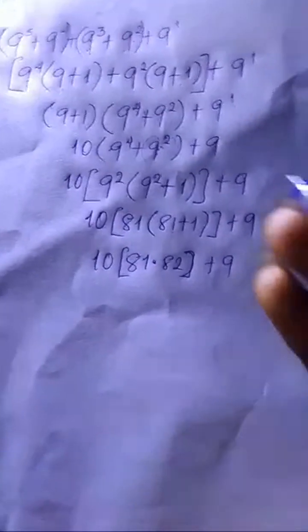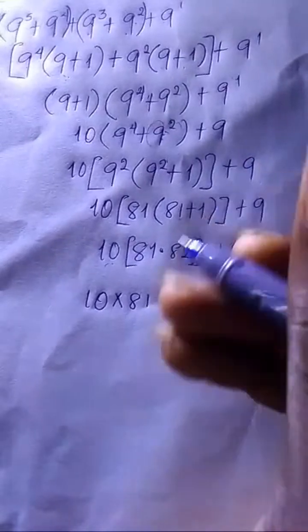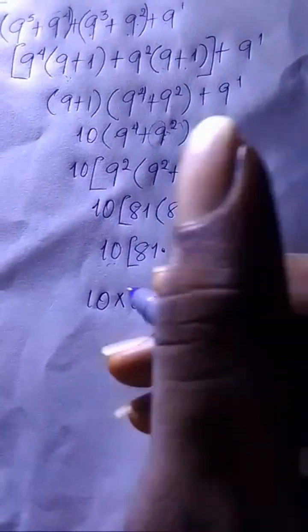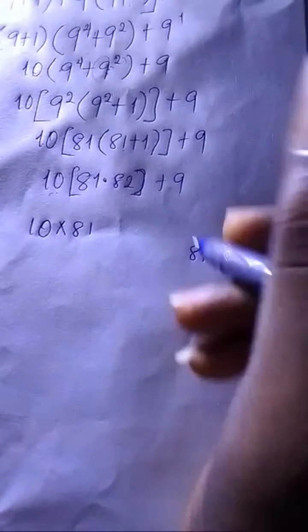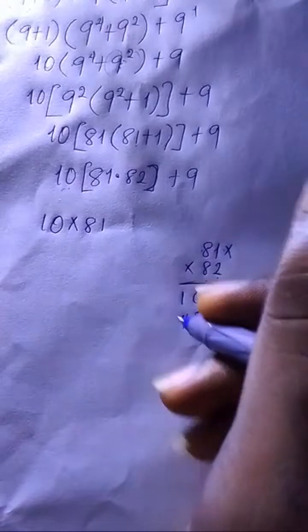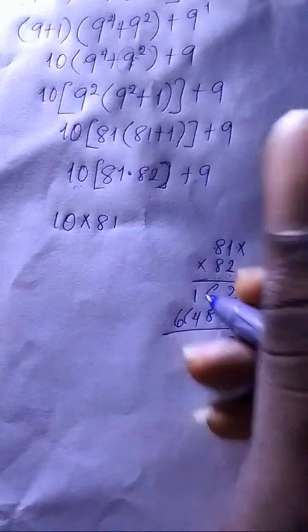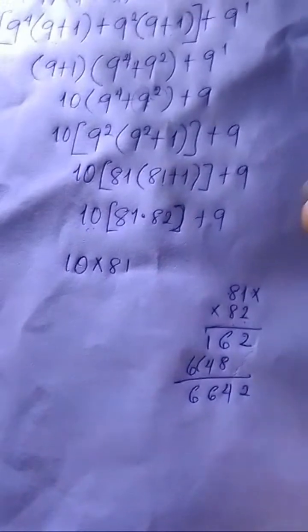So from here we can open this bracket. 10 times 81, right? Okay, this is 81 times 2, so we can just do 81 times 2 from here. Let's just do 81 times 2 times 82, sorry, times 82. So from here we have 2 times 1, 2, 2 times 8, 16, right? 8 times 1, 8, 8 times 8, 64. So we have 2, 6 plus 8, 14. 1 that's giving us 6, right? So this is giving us 6,642, right?